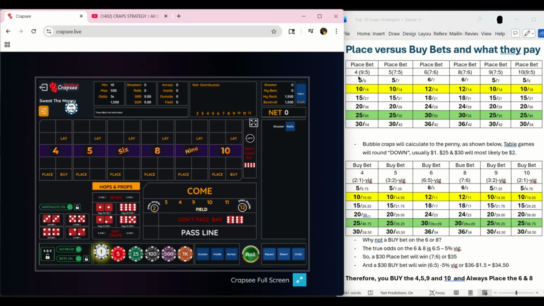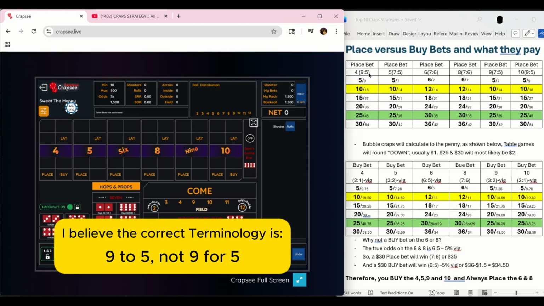The odds on these place bet payouts were determined by the casino, and it's pretty much an industry standard. And it's placed so that the house edge is already built in. So on the 4 and the 10, the payout is 9 for 5. On the 5 and the 9, it's 7 for 5. And on the 6 and the 8, it's 7 for 6.